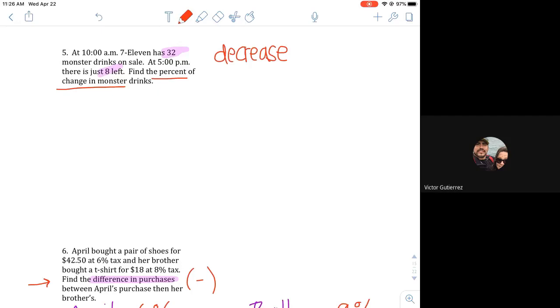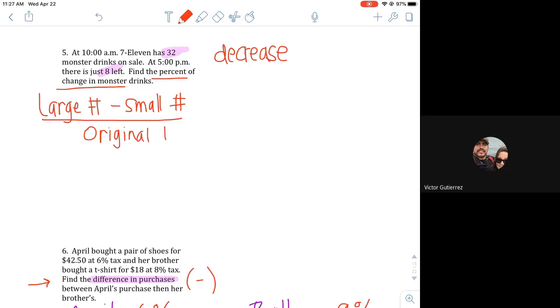And then going back to the formula, we're going to take the large number and subtract the small number. We're going to divide it by the original number, and we're going to multiply it by 100 to make it a percent. Okay. So the large number is 32. We're going to subtract 8, and we're going to divide it by 32 as well. So 32 minus 8.